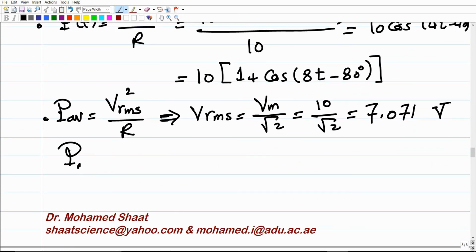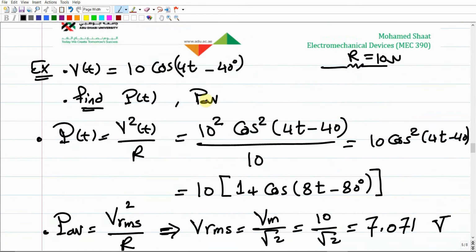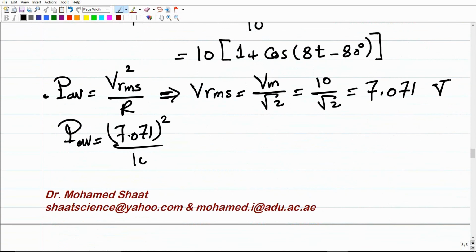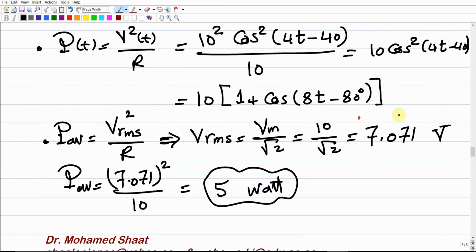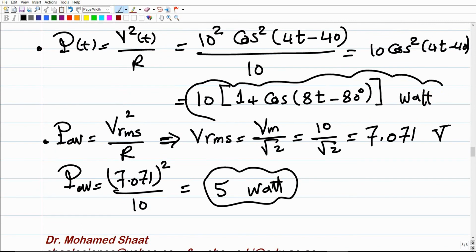Then you're just going to plug this in. You're going to end up with the average power, which should equal 7.071 squared divided by R. What is R? It should equal 10 ohms as already given up there. So doing the calculations, we're going to end up with an electric power of 5 watts. This is the average electric power in terms of watts, and this is the electric power as a function of time. So this is how the power changes over time, but this is its equivalent average value. Make sense?